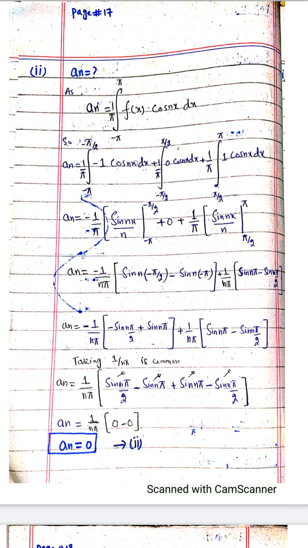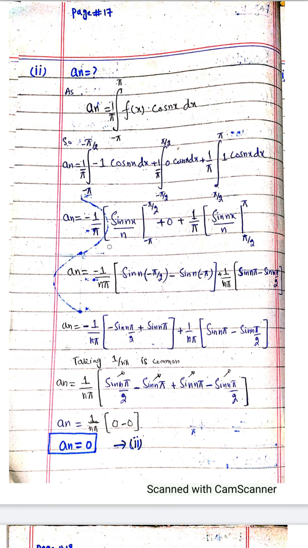The integration of cos nx is sin nx divided by n, with limit minus pi to minus pi by 2. The integration of this, this is 0 multiplied by cos nx, so this will give 0. Integration of 0 is 0, plus 1 over pi. Integration of cos nx is sin nx divided by n, and the limit is pi by 2 to pi. Okay, now aₙ is equal to minus 1 over n pi.